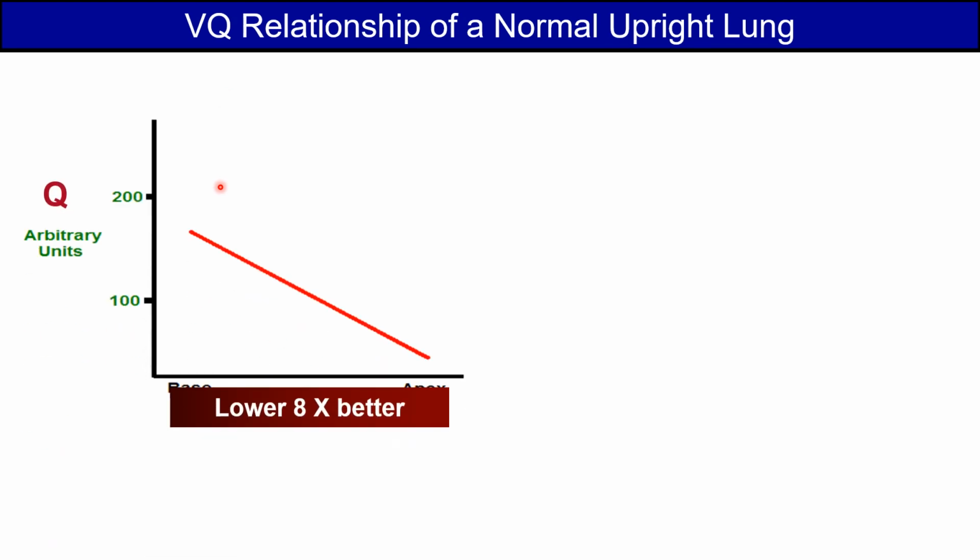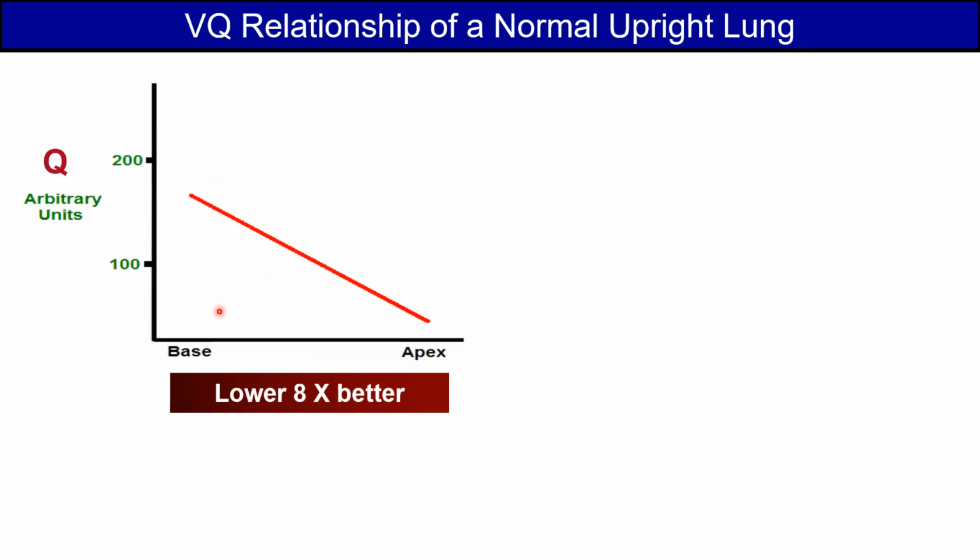Now let us analyze the V/Q relationship of the normal lung. Here is the relationship. The x-axis is from the base going to the apex, and this is the perfusion. Notice as one goes from the base to the apices, the perfusion decreases. Let's do it another way around. As you go from the apices to the base, there's an increase in the perfusion, meaning to say that the lower lung zone is 8 times better perfused than the upper lung zone.